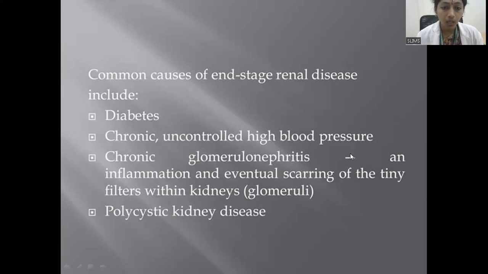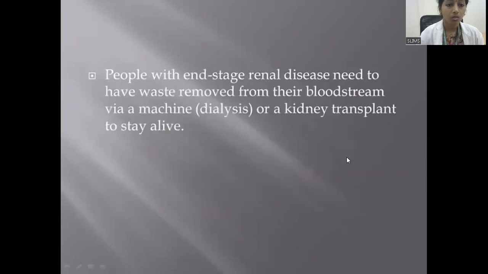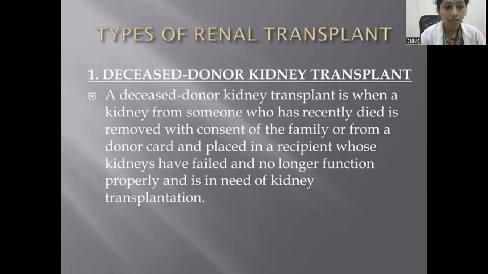So here are the types of renal failure treatment. People with end-stage renal failure need to remove the waste products from the bloodstream via a machine called dialysis, or a kidney transplant, or they need only the kidney transplantation to stay alive. So the types of renal transplantation.